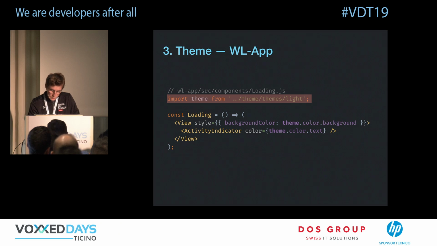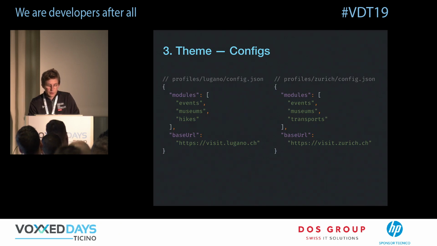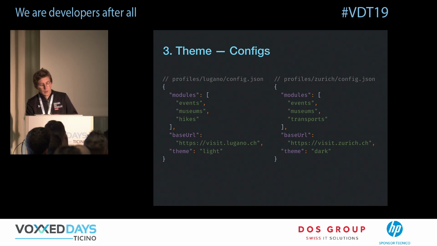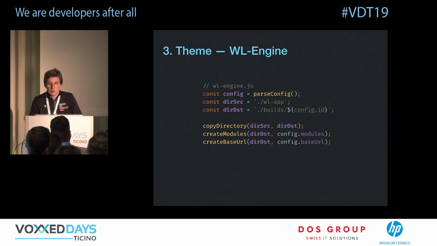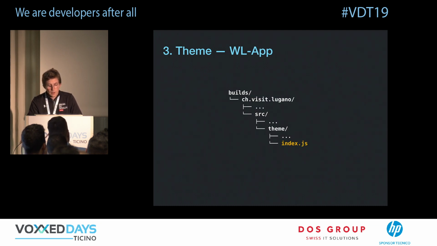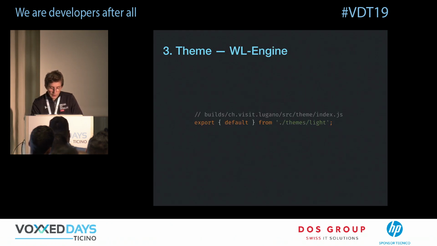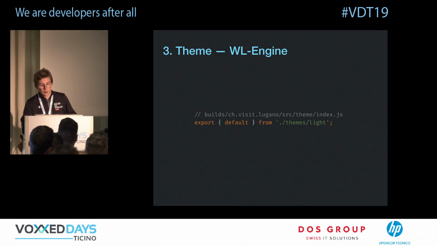So we open our configuration file. We know it right now, and we add a theme. And for Lugano, it will be light. And for Zurich, it will be dark. And we let the white label engine deal with this. So we have a create theme method, which actually creates this file in the theme directory, the index file, and the index file will import and export the selected theme. So for Lugano, it will be the light one, and for Zurich, it will be the dark one.